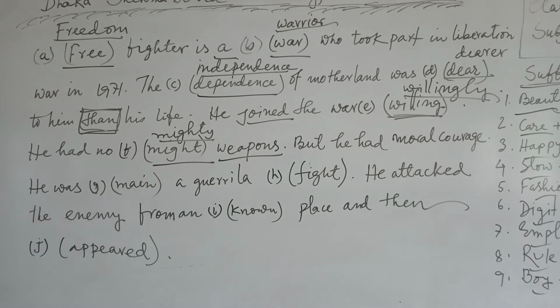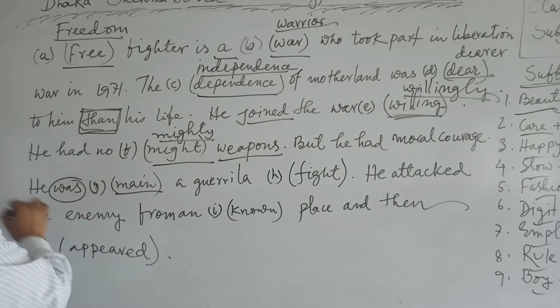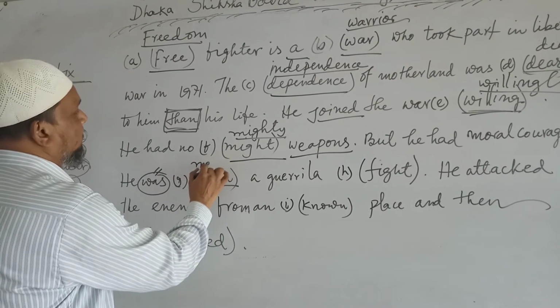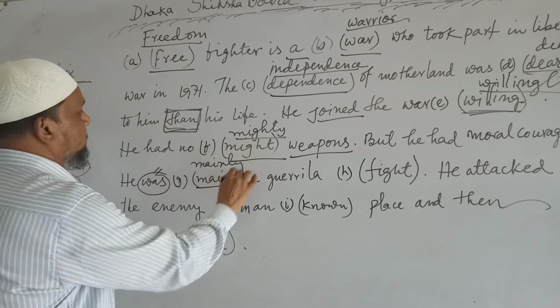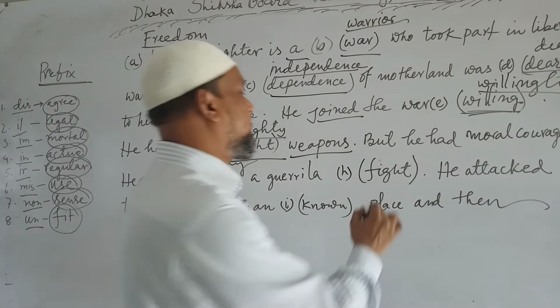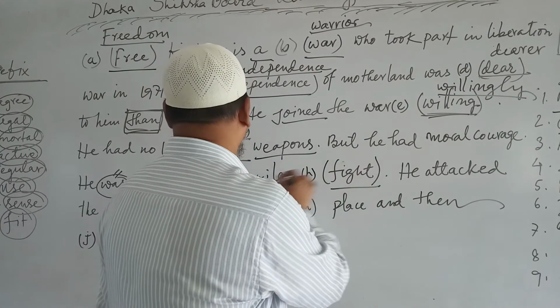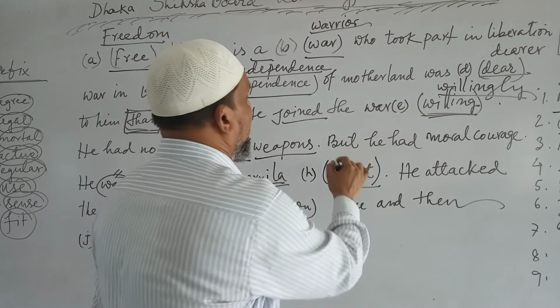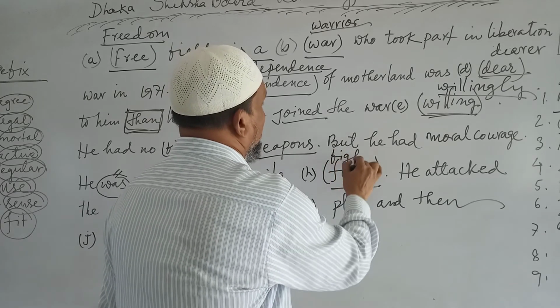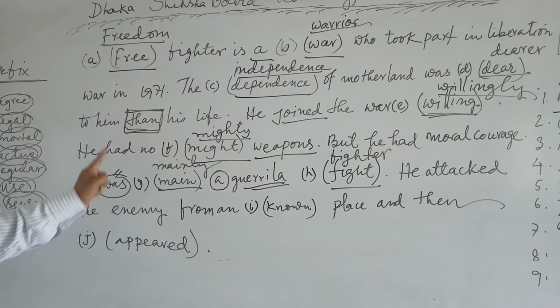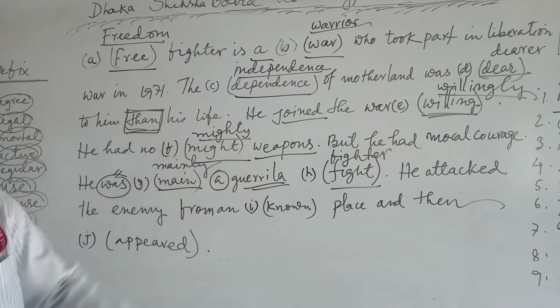He was meant a guerrilla fight. He was meant, actually verb. If we illustrate or define a verb, then the word must be adverb. So he was mainly a guerrilla, not fight, because fight is a verb. As the article is available here, so it must be a noun. So fighter. Then the sentence comes, he was mainly a guerrilla fighter.